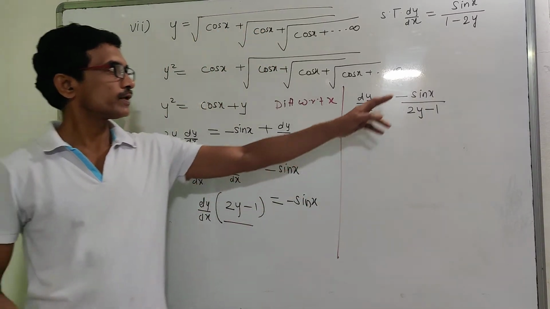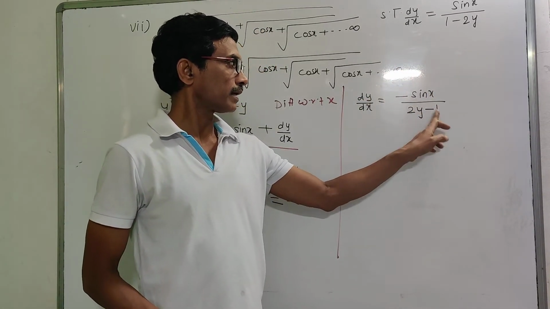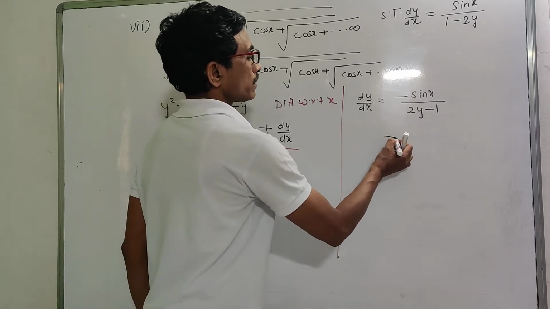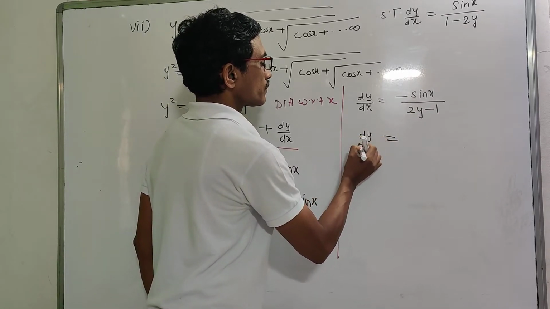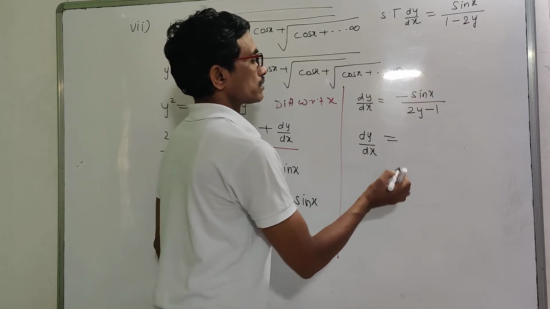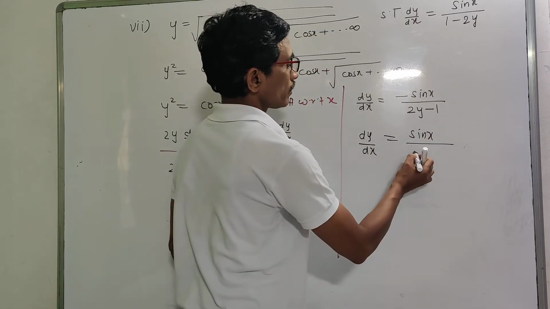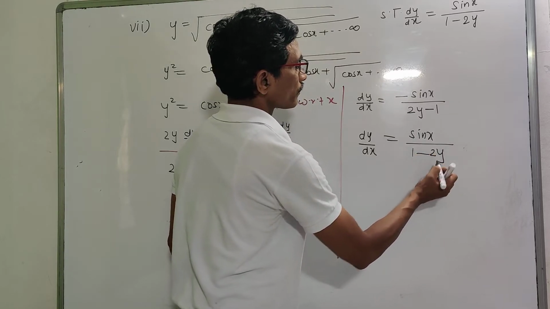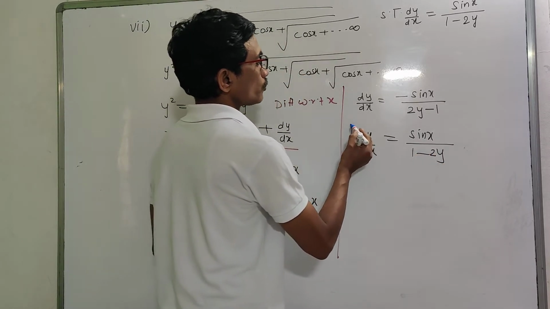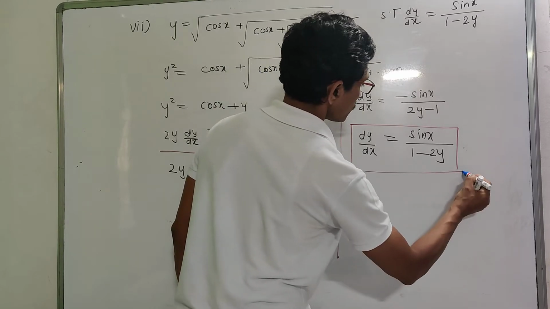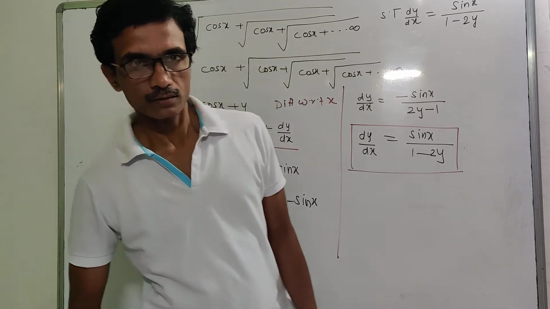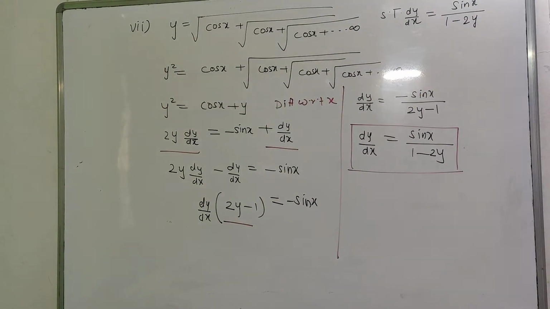As we are required to show 1 minus 2y, we multiply the minus sign into the denominator, so dy by dx is equal to sin x upon, instead of writing 2y minus 1, we write 1 minus 2y. This is required to show: dy by dx is equal to sin x upon 1 minus 2y.